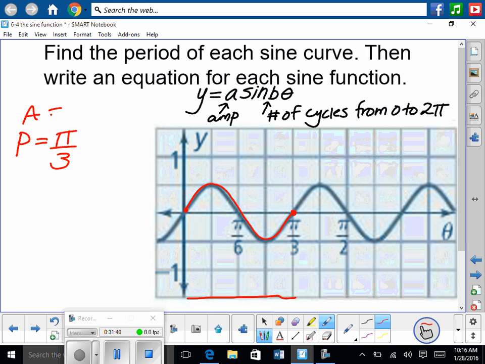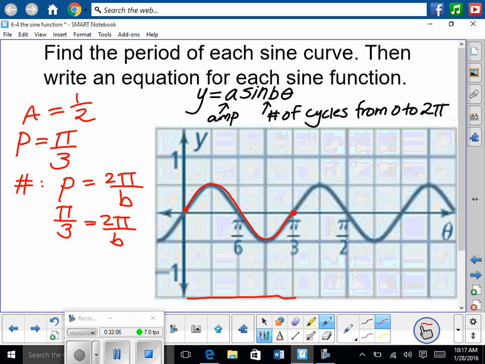And then our amplitude is 1/2. And then my number of cycles between 0 and 2 pi. You can either look at it or use the formula. We need that for b, we need our b value. So with this one, I'm just going to use the formula. I know period is equal to 2 pi over b. We're solving for b. We have the period. So pi thirds is equal to 2 pi over b.